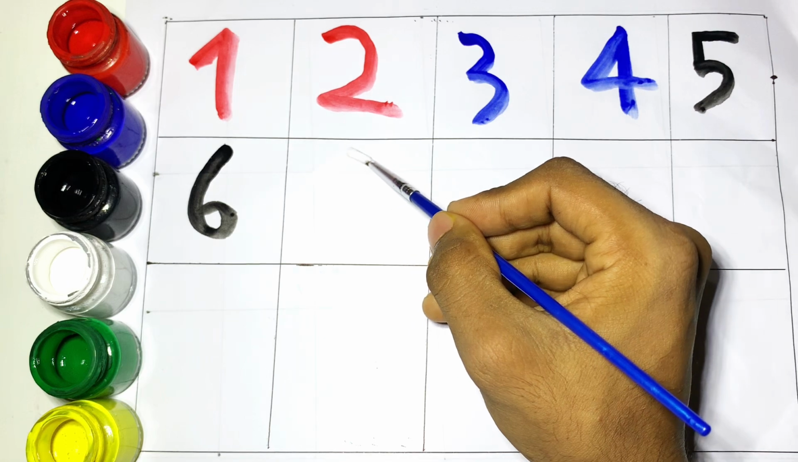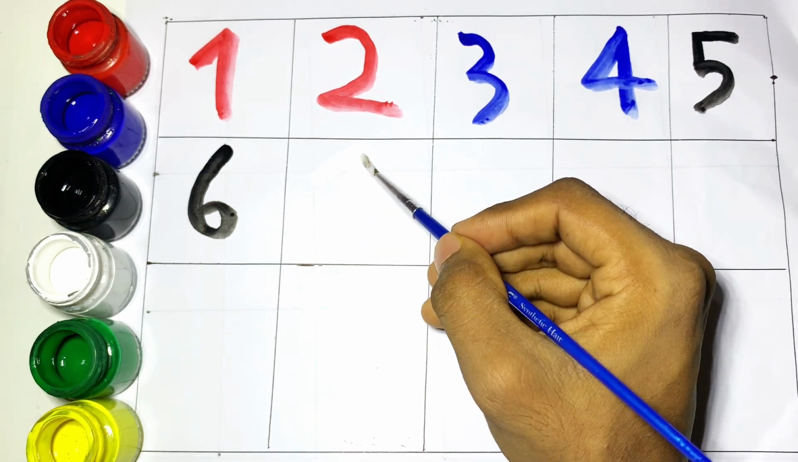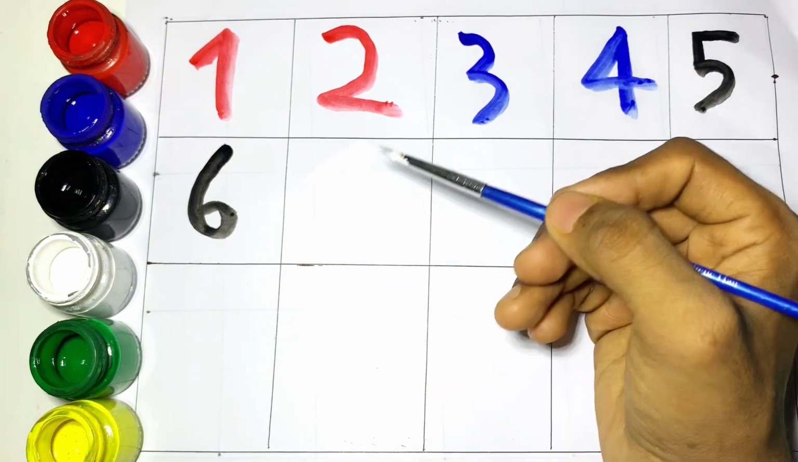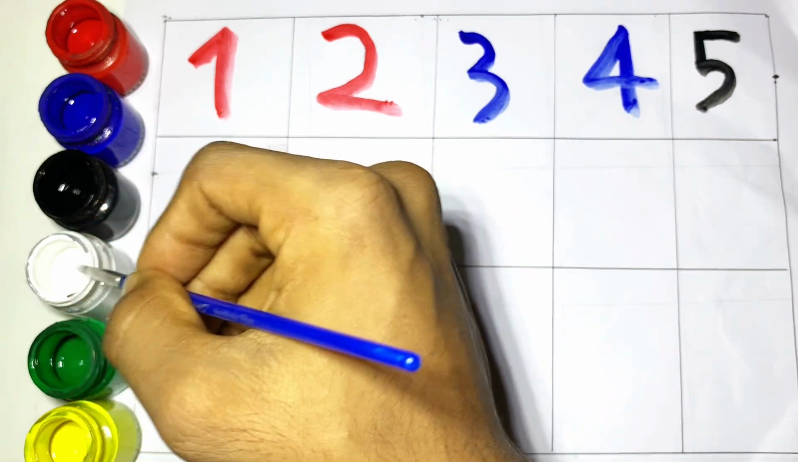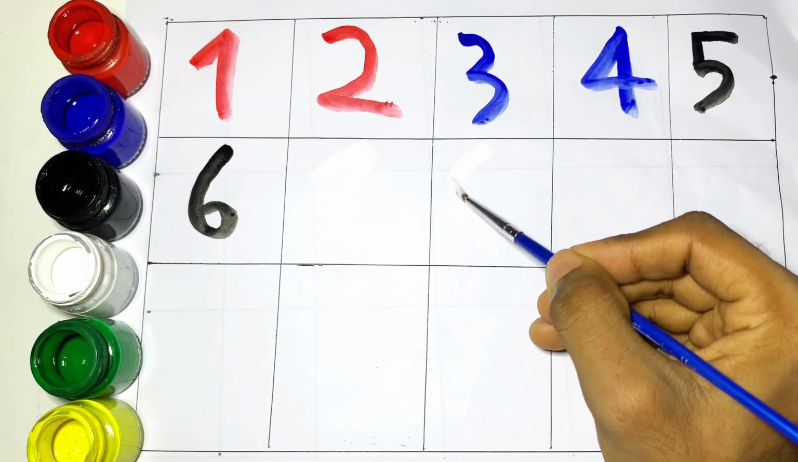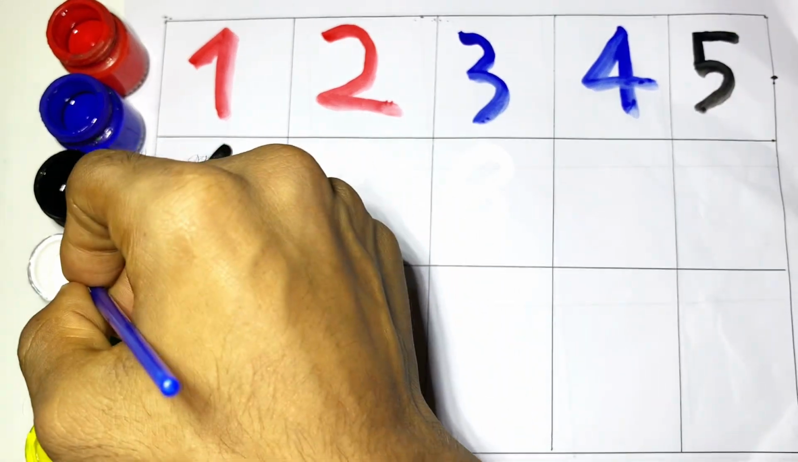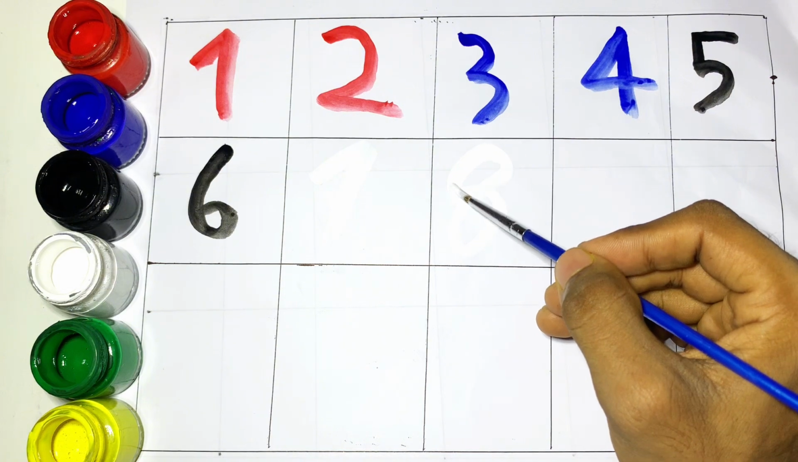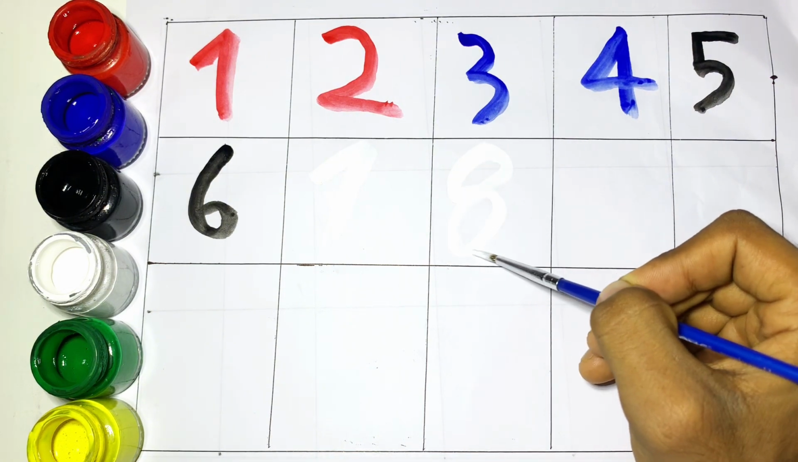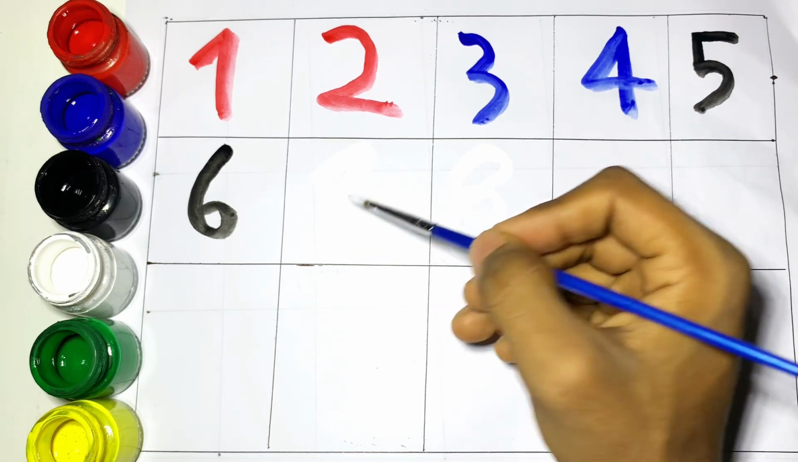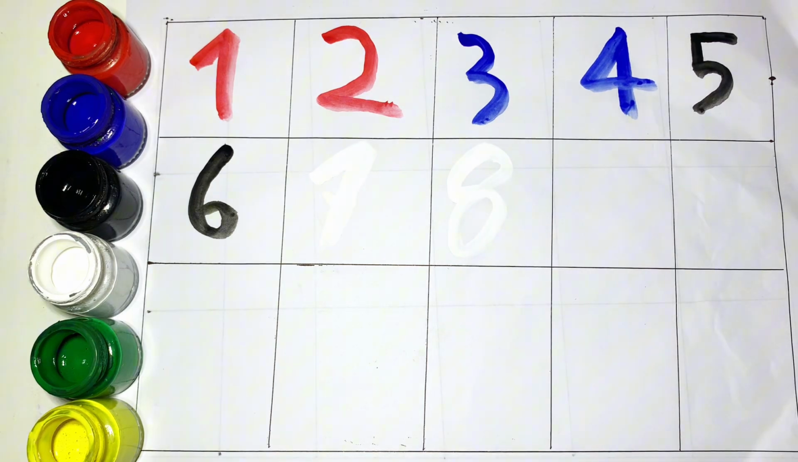S E V E N, 7, the numbers of 7. Kids, again use white color and draw 8, the numbers of 8. E I G H T, 8, the numbers of 8. Kids, now draw 9, the numbers of 9, and use green color.